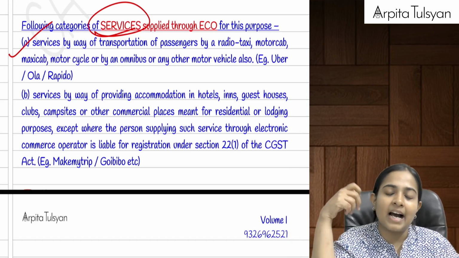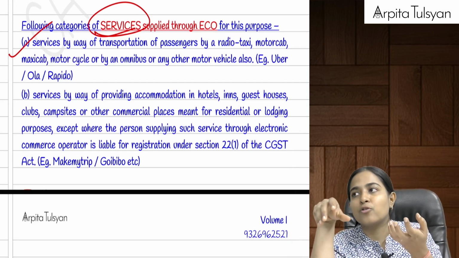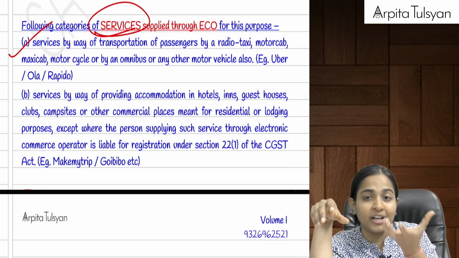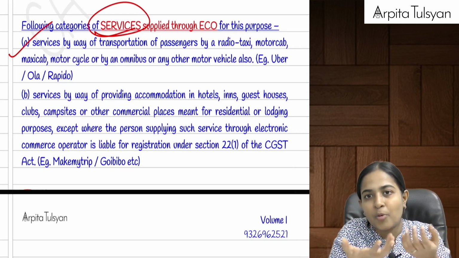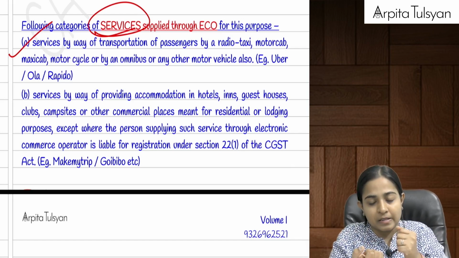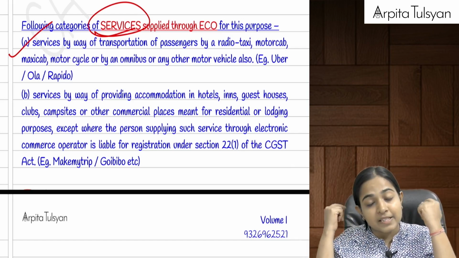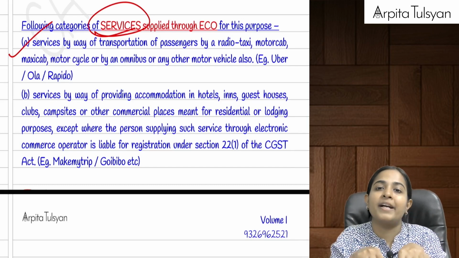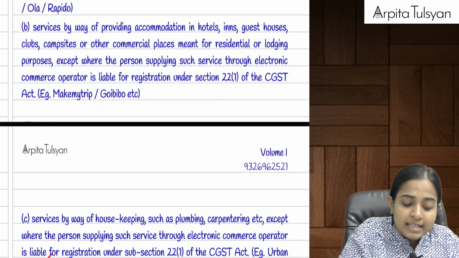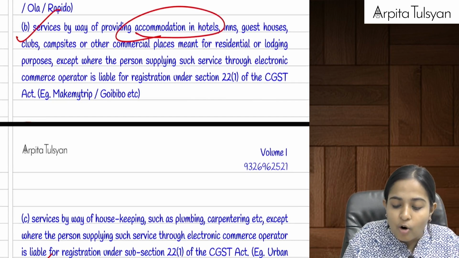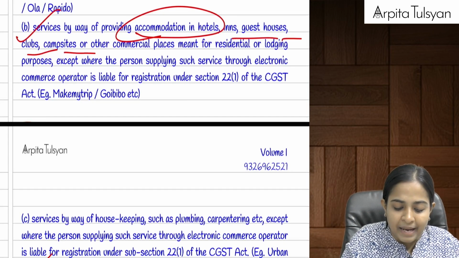Can we say they are acting as e-commerce operator? Okay, it may so happen that the car belongs to the driver, to that particular person. He has got himself registered with Ola, Uber, and then we are availing the services. So actually the service provider is that car driver, but the services are being provided through an e-commerce operator called Ola or Uber.